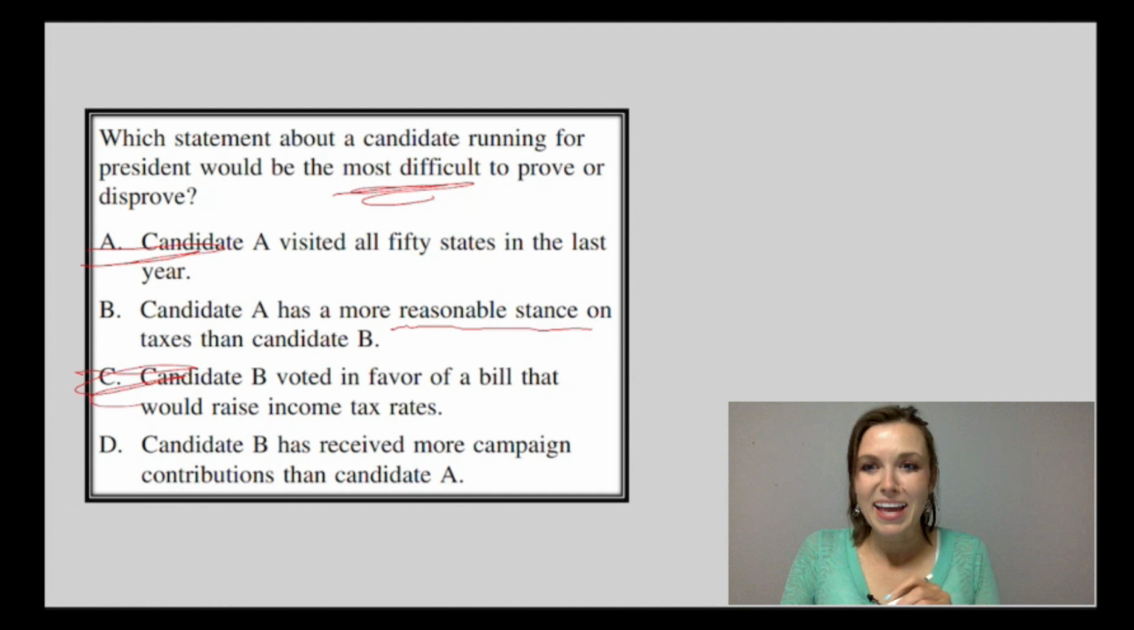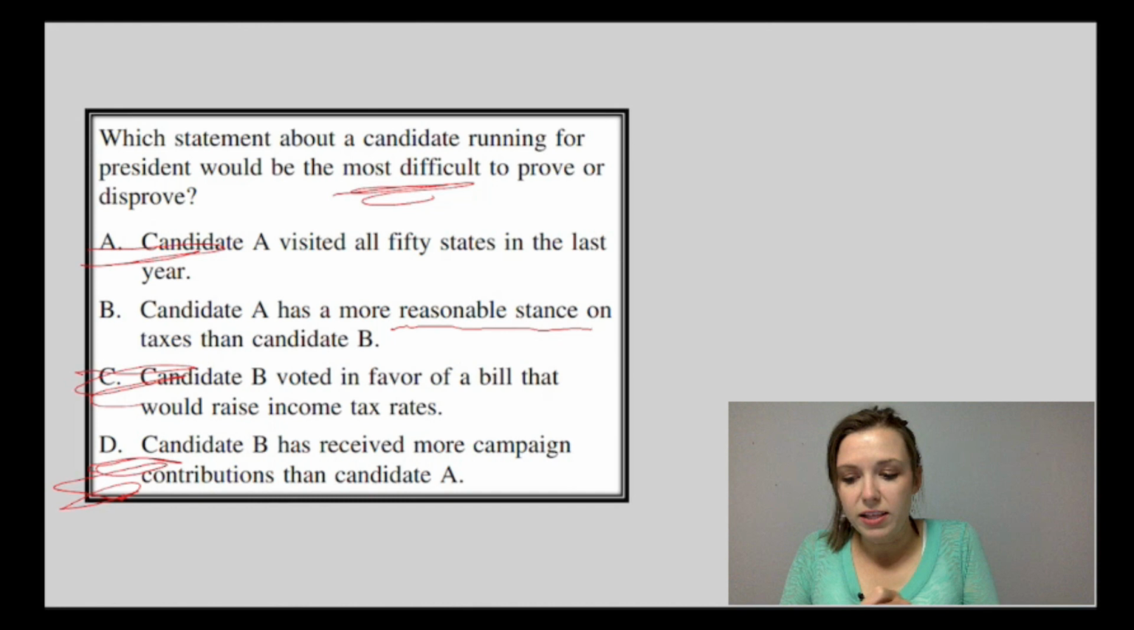Candidate B has received more campaign contributions than candidate A. Yeah, this guy received $3 million and this guy received like $3,000, right? Very easy to prove. So that leaves us with B for our answer.